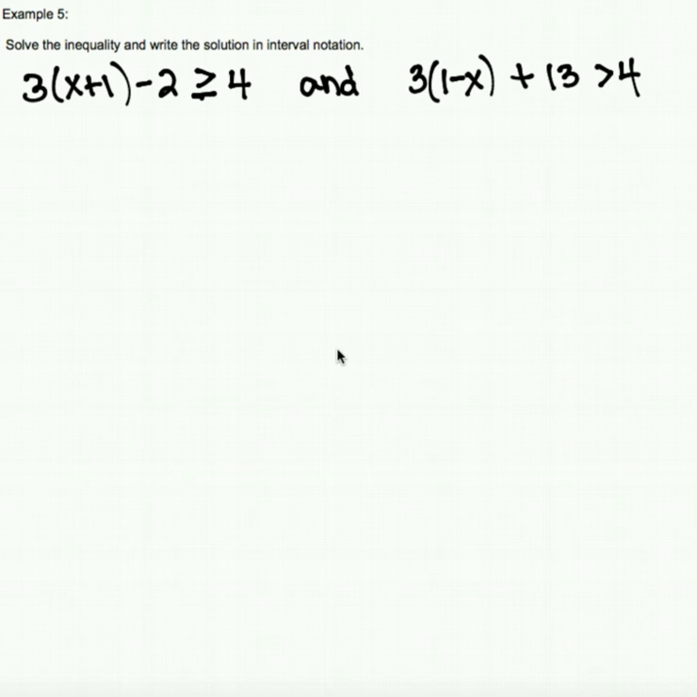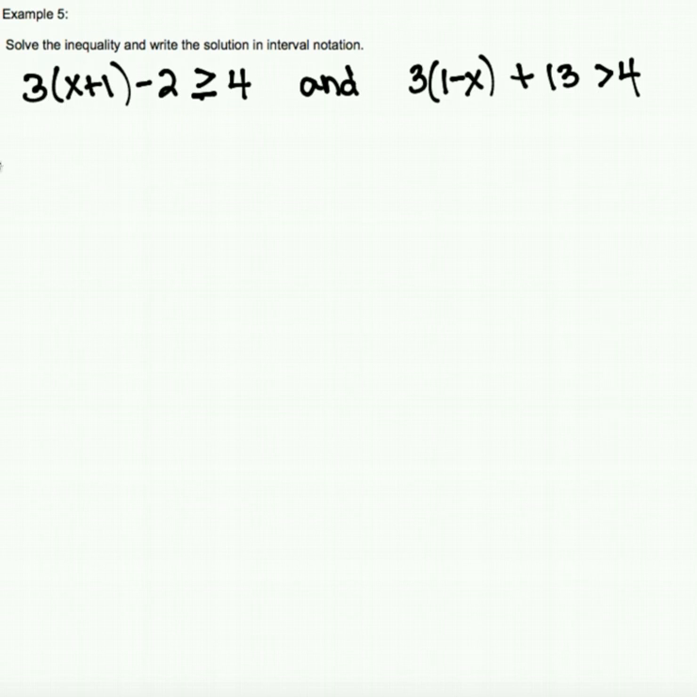Example 5. Solve the inequality and write the solution in interval notation. Again, we have this compound inequality, but now you can see we don't have "or" in between. This is actually a compound inequality that involves "and." We have two separate inequalities, so just like with the OR problem, we can solve them separately. So let's go ahead and solve both of these separately.